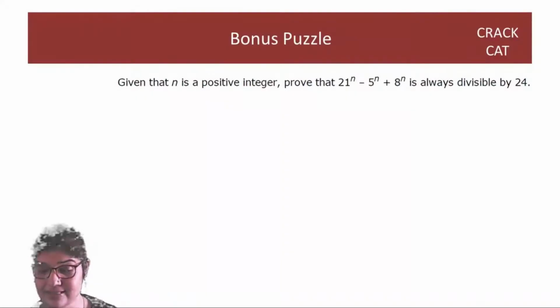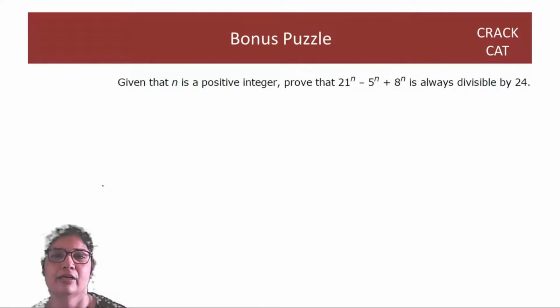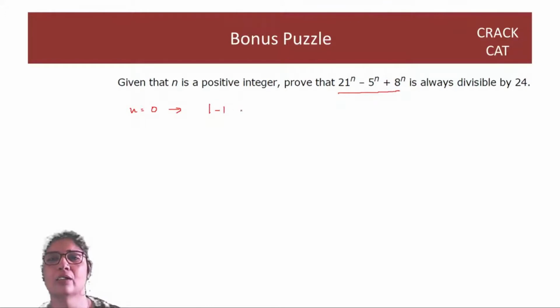So great, here is the puzzle that I left you all with yesterday evening. You have to prove that this whole thing is divisible by 24. So one way, of course, of doing it is to maybe put in numbers, right? You can put n is equal to 0, in which case this becomes 1 minus 1 plus 1, and this is not divisible by 24, but remember they say that n is a positive integer.